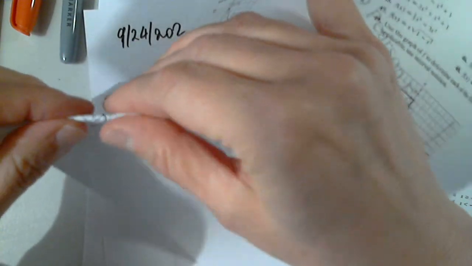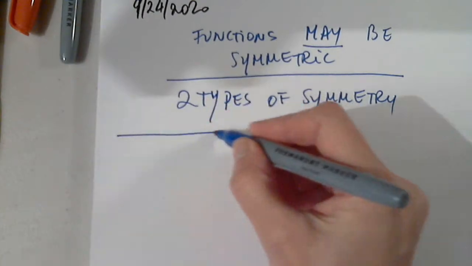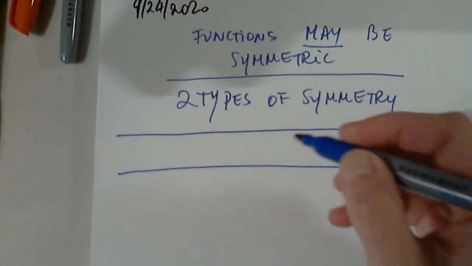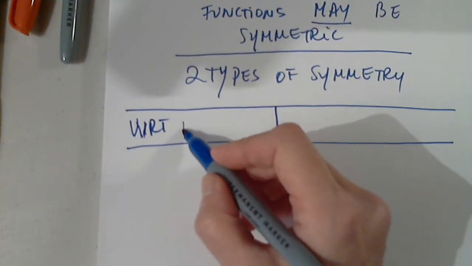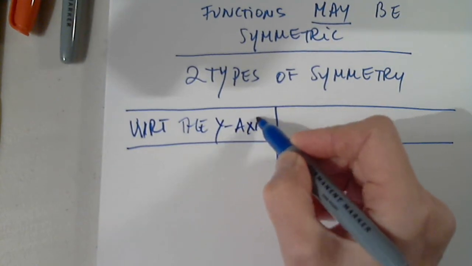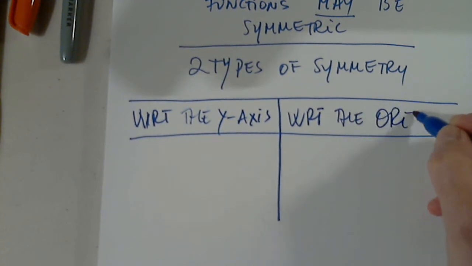Now the same thing with the last graph here, 35. Is this function symmetric? Yes, but not with respect to the y-axis. Again, with respect to the origin. This and this. So, two types of symmetry: WRT, with respect to the y-axis, and with respect to the origin.